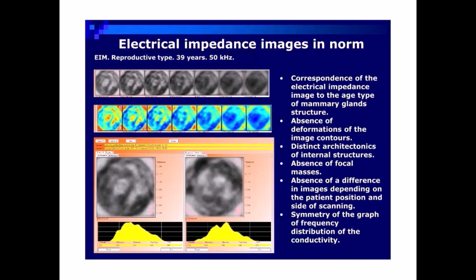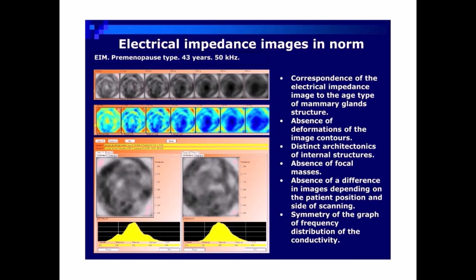Electrical impedance images in norm. EIM. Reproductive type, 39 years. 50 kHz. Correspondence of the electrical impedance image to the age type of mammary gland's structure. Absence of deformations of the image contours. Distinct architectonics of internal structures. Absence of focal masses. Absence of a difference in images depending on the patient position and site of scanning. Symmetry of the graph of frequency distribution of the conductivity.